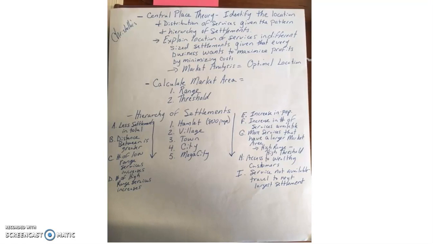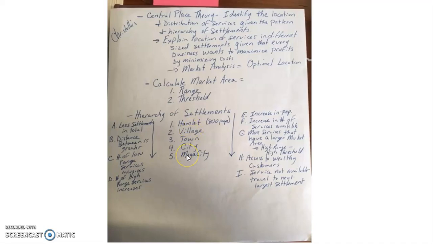So the distances between mega cities is much greater than the distances between cities and then the distances between towns. The number of low-range services will increase, where you see the greatest number of low-range services will be in megacities. So you'll see a lot more 7-Elevens and McDonald's in a megacity than what you'll see in any of the other. But also the number of high-range services increases as well.